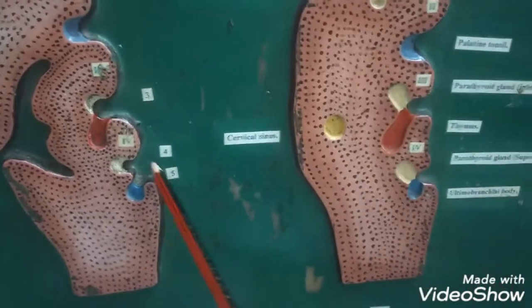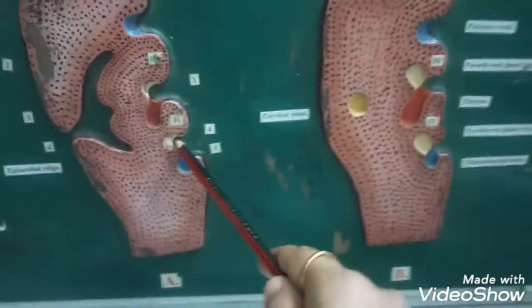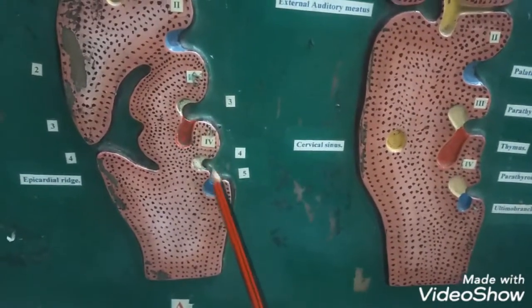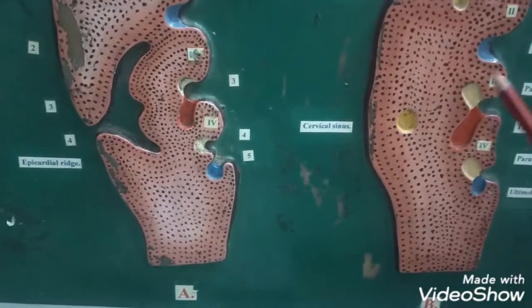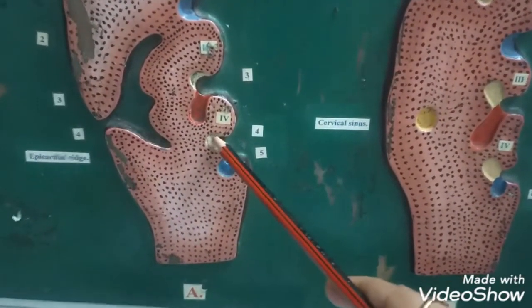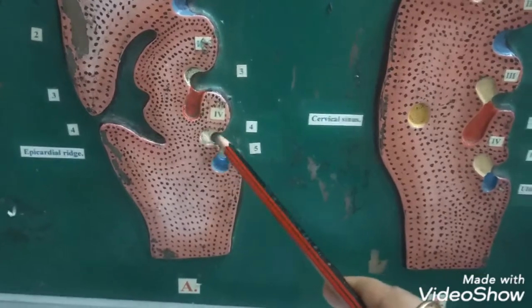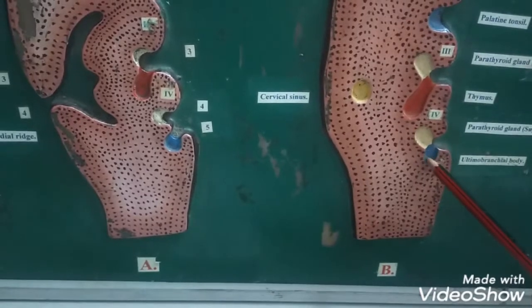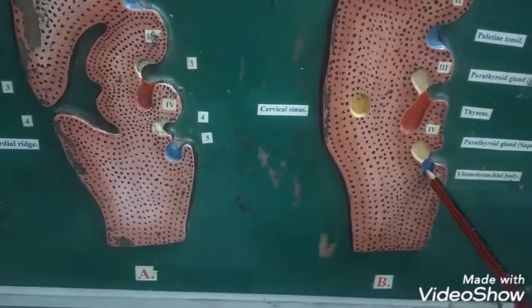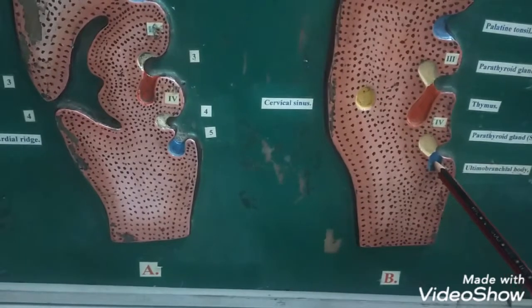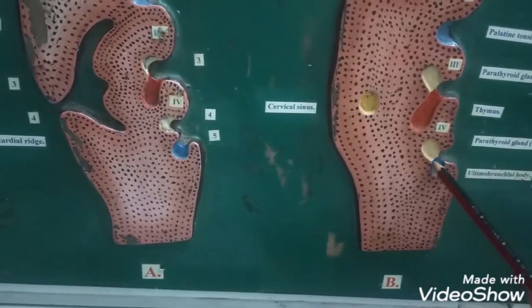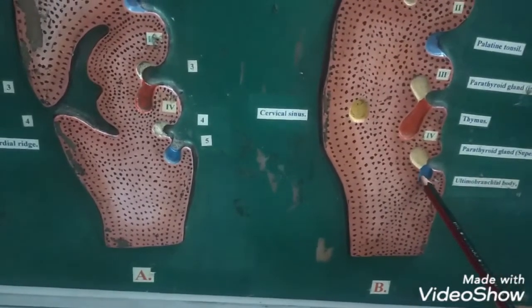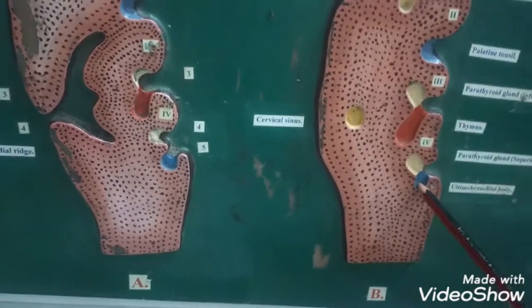Now, the fourth pouch. Similarly to the third pouch, it has a dorsal and a ventral wing. From the dorsal wing comes the superior parathyroid gland. And the ventral region of the fourth pouch gives rise to the ultimobranchial body. The cells of the ultimobranchial body give rise to the parafollicular cells or C cells of the thyroid gland. These cells secrete calcitonin.